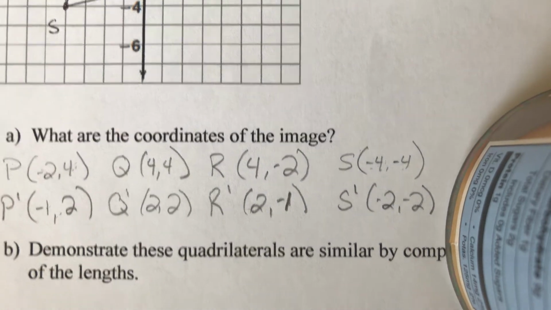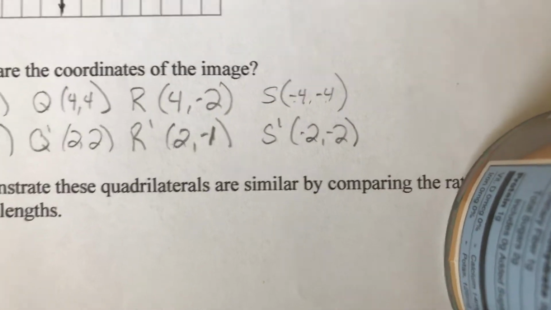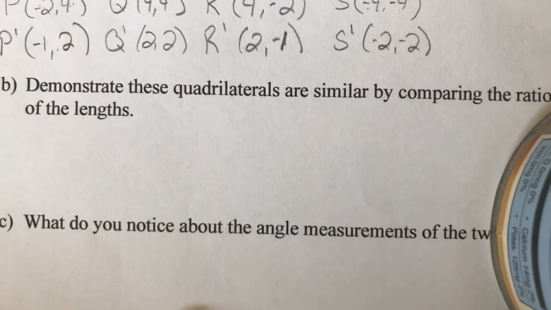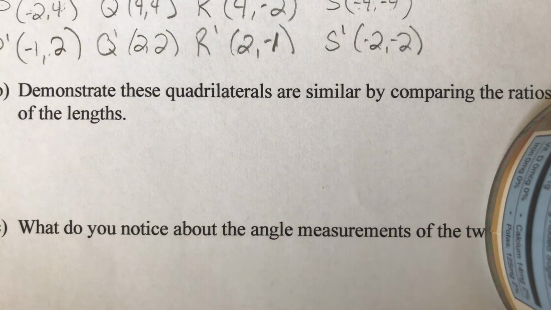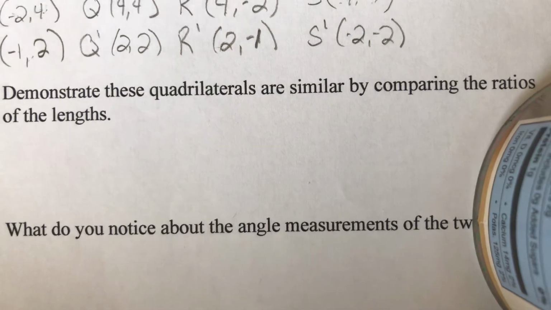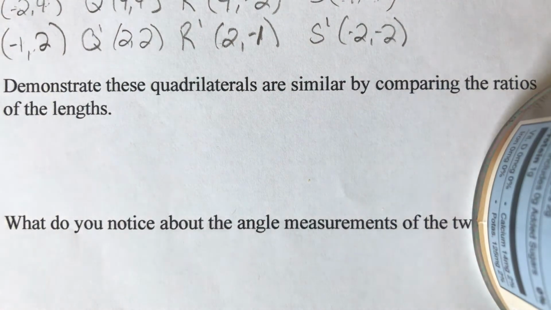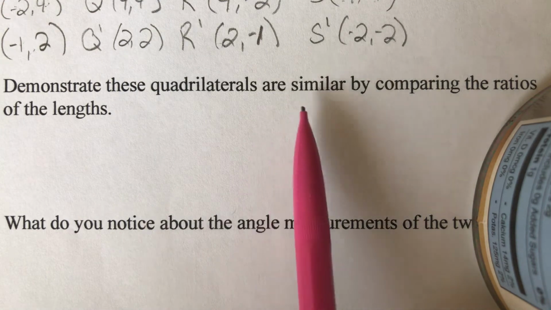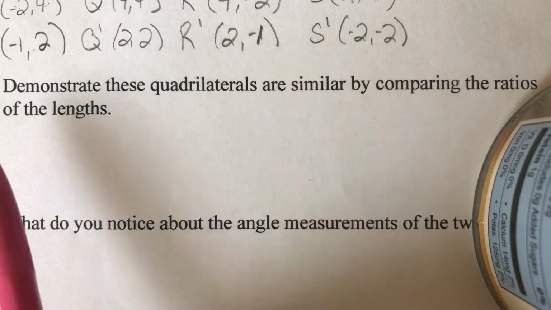So now we're going to look at part B. It says demonstrate these quadrilaterals are similar by comparing the ratios of the lengths. So when we have similar figures, we say they're proportional, and when they're proportional, we pretty much have equivalent fractions. Okay, so going back to what we saw in the previous lesson, comparing the ratios of their lengths.